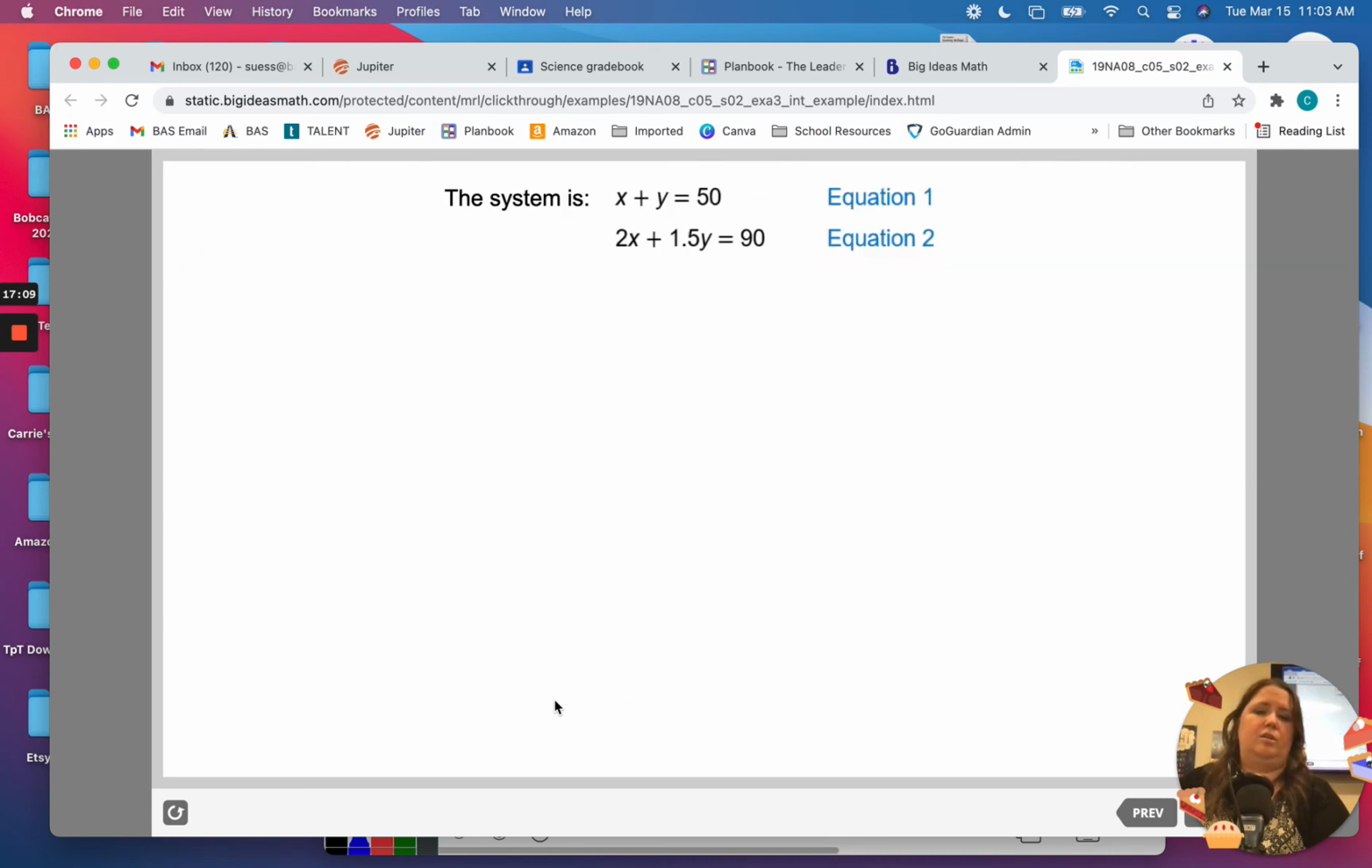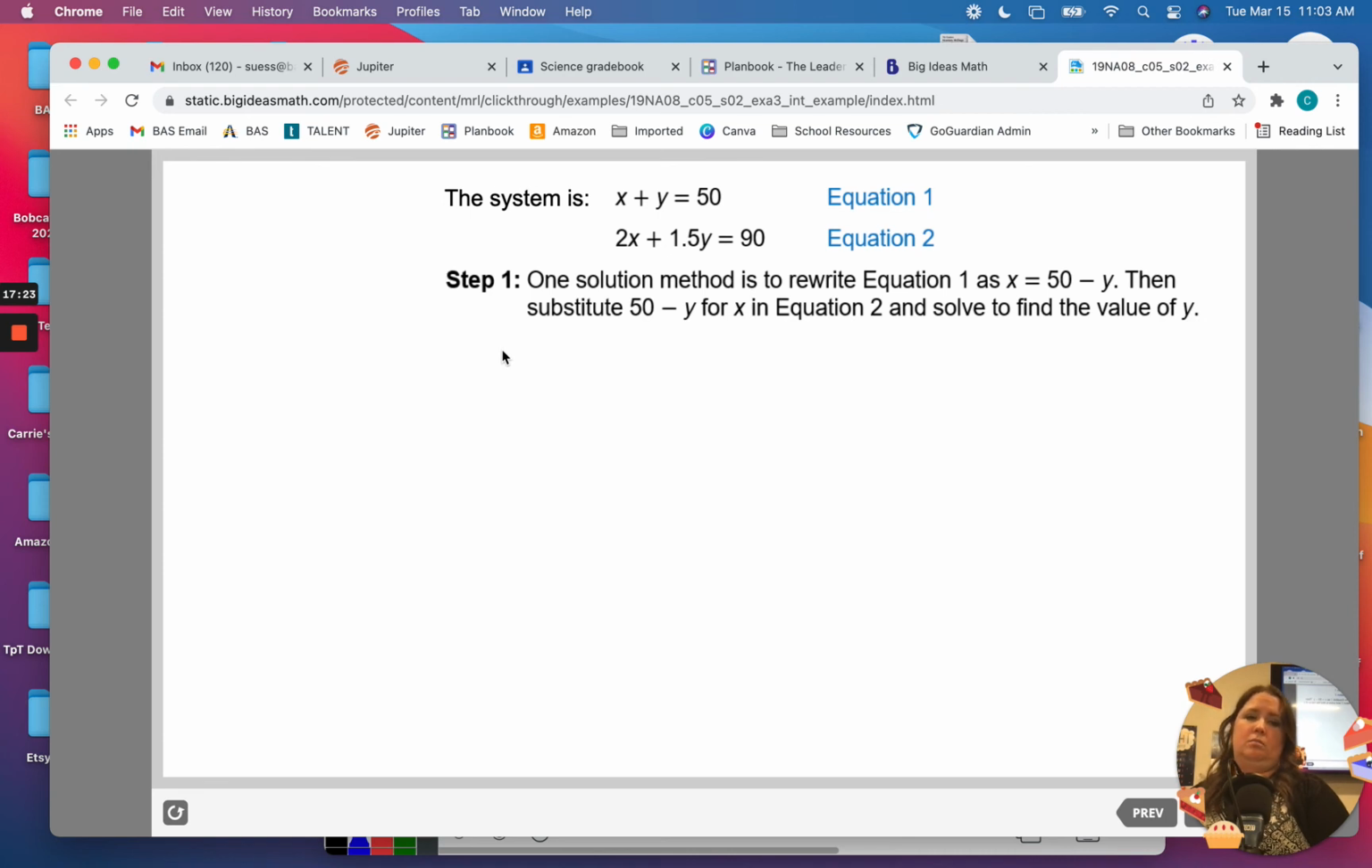Are either one of those equations solved for a variable? No. Is there one that would be very quick to solve for a variable? Yes, the top one. Just move. Do we want to move the x or the y? X. Okay, so minus x over here, right? So y equals negative x plus 50. Or 50 minus x. It really doesn't matter.